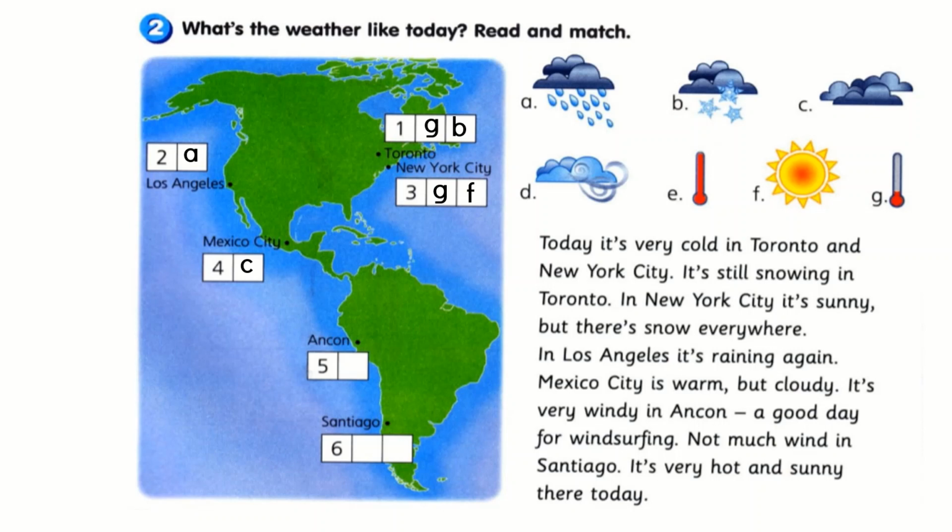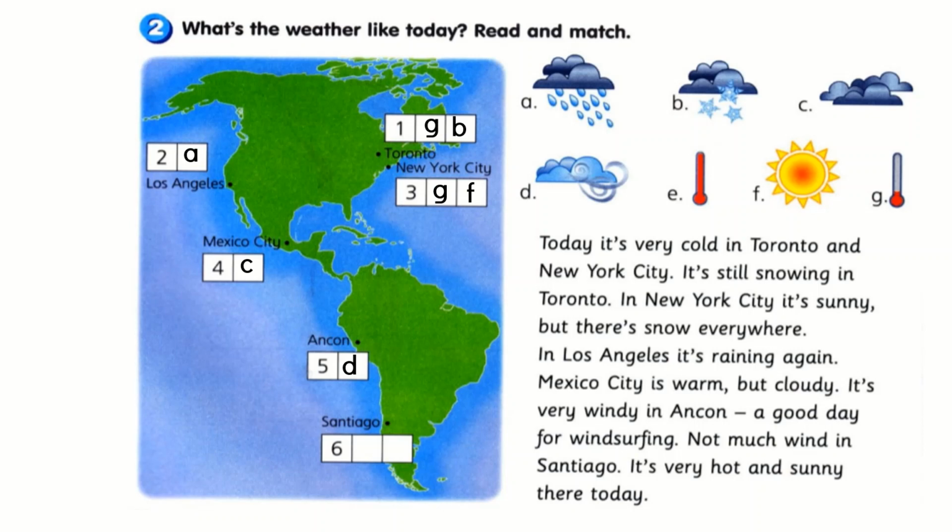It's very windy in Ancon. A good day for windsurfing. Now which picture is it windy? It's D. So let's look for Ancon. It is number 5. So let's fill it with D.